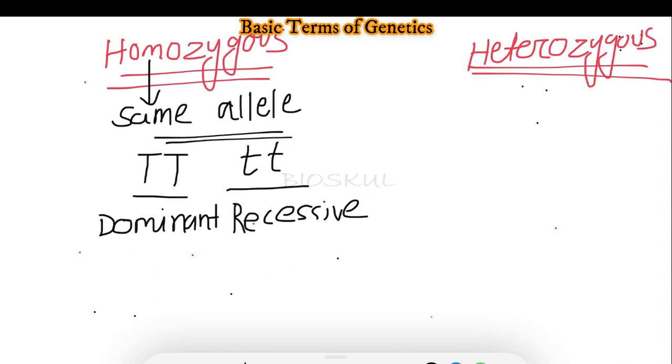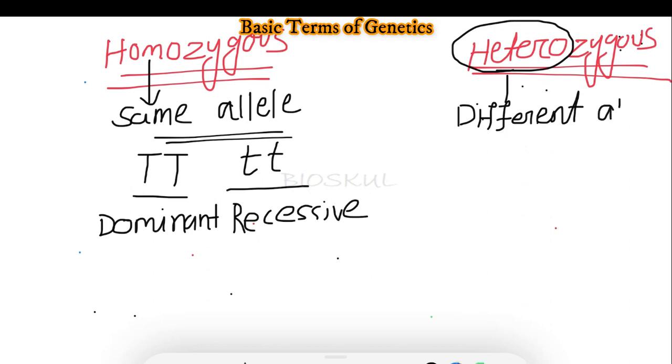Now we'll look into heterozygous. What is the meaning of hetero? Hetero means different, right? And what is different? We are talking about the alleles. So if the alleles are different, then that is called heterozygous. Different means one is the dominant allele and another is the recessive allele. So here you can see that two different alleles are present. If two different alleles are present, then that is called heterozygous.